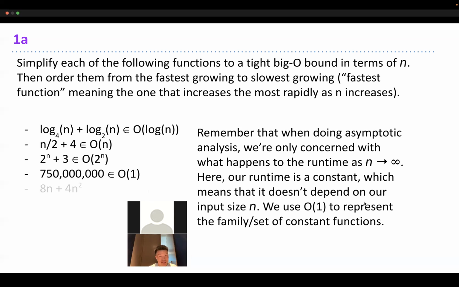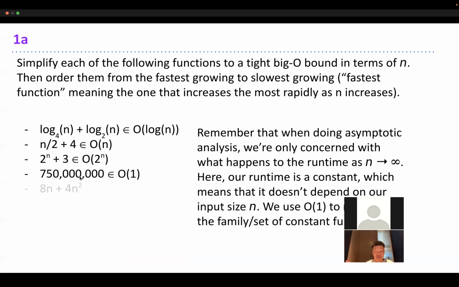So a little bit trippy, because 750 million sounds really slow, right? 750 million operations. But this is actually really, really fast, and you can't really get faster than that, because the runtime is always the same, no matter how big your input is.